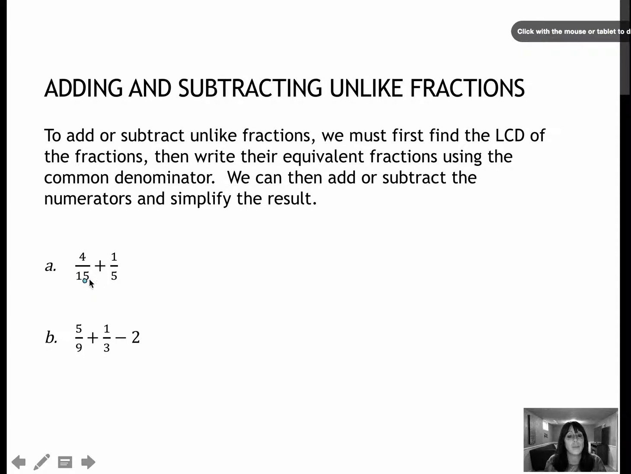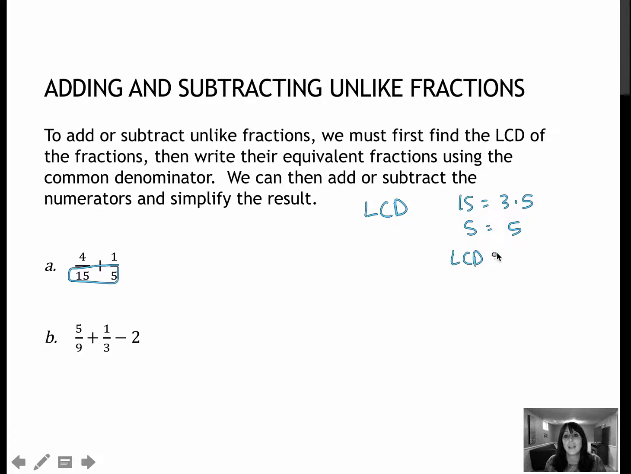We know that we're going to start by looking at our denominators of 15 and 5. Those are not the same. So now I have to find my least common denominator of 15 and 5, which is of course just the least common multiple. So 15 is 3 times 5, and 5 is just 5. So my least common denominator would be 3 times 5, which is 15.